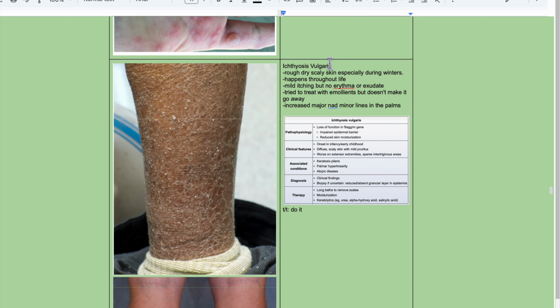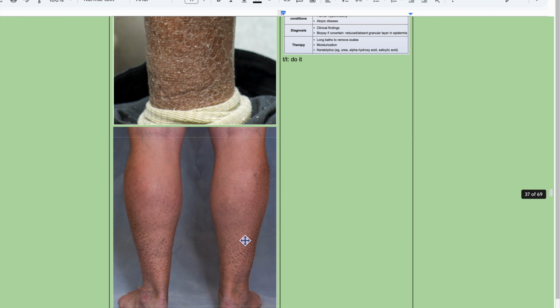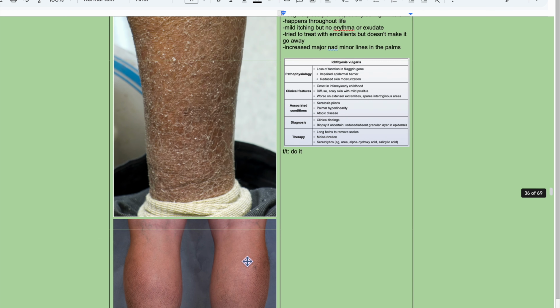This is ichthyosis vulgaris. Kind of looks like xerosis, but it's not, because this is flaky. It's rough, dry, scaly skin, especially during winters, happens throughout life. It's mild itching, but no erythema or exudate. Try to treat with emollients, but it doesn't make it go away. That's what the vignette said. So increase major and minor lines in the palms. Like that, like that.